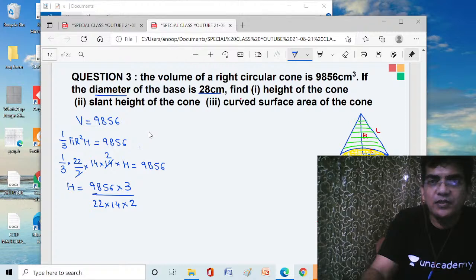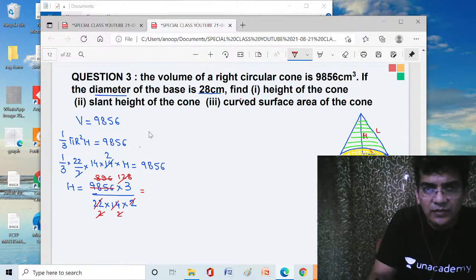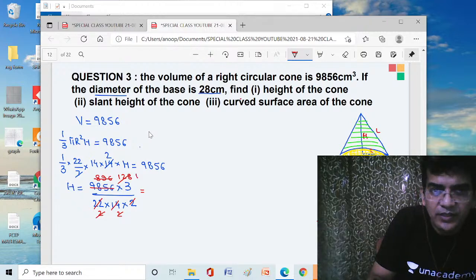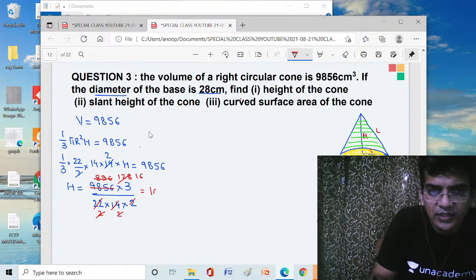Then you can reduce it by 2 to the 4 to the 8. So this will give me 8 1s are 8, carry over 4, 8 6s are 48, so I am left with 16 into 3. Okay, so finally what will be the height? Height will be 16 into 3, that is 48. So we have calculated the height. In the first part they have asked us to calculate the height of the cone.